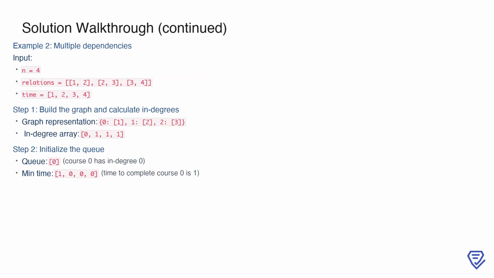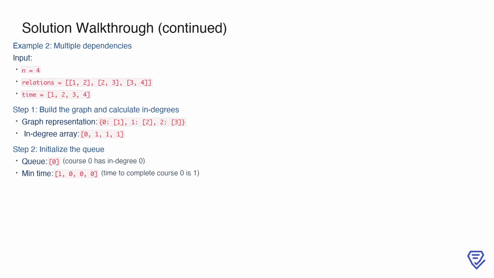Now, let's consider an example with multiple dependencies. In this case, we have 4 courses, where course 1 depends on course 0, course 2 depends on course 1, and course 3 depends on course 2. The time required for each course is 1, 2, 3, and 4 respectively. We start by building the graph and indegree array.